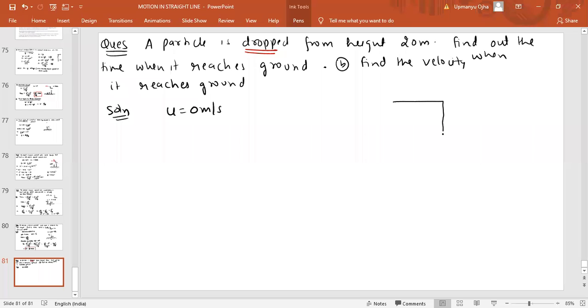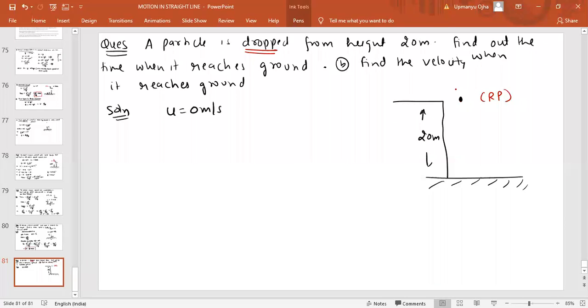So now let us draw the figure first of all. Let us suppose this is some height h. This is the ground. The height of the building or something is 20 meter. Now the object is dropped from this height h. What I told you, the point where we are throwing the object is taken as reference point. So which is the reference point here? This point is known as reference point. The point where we are throwing the object or dropping the object is taken as reference point.